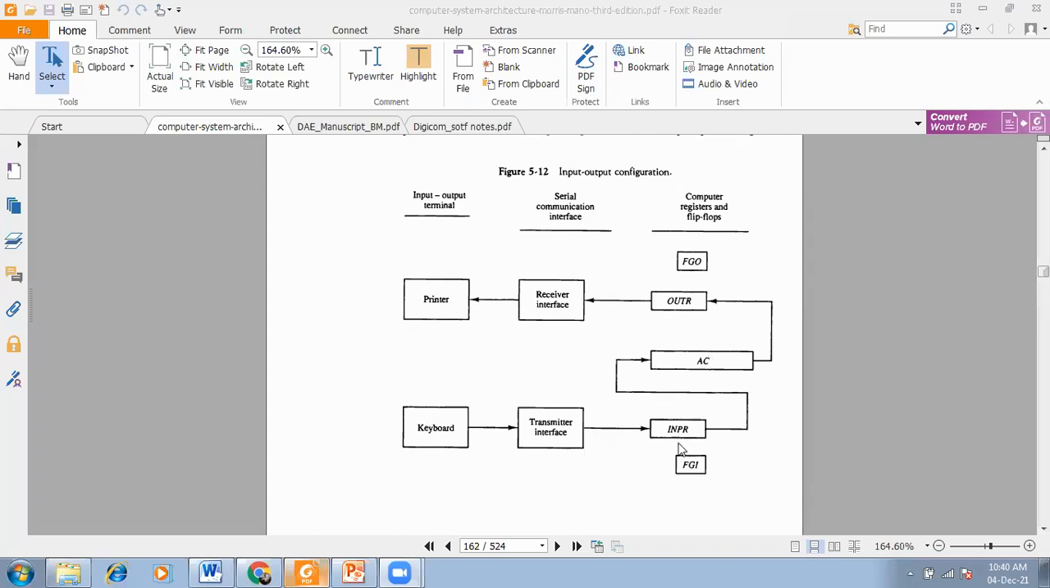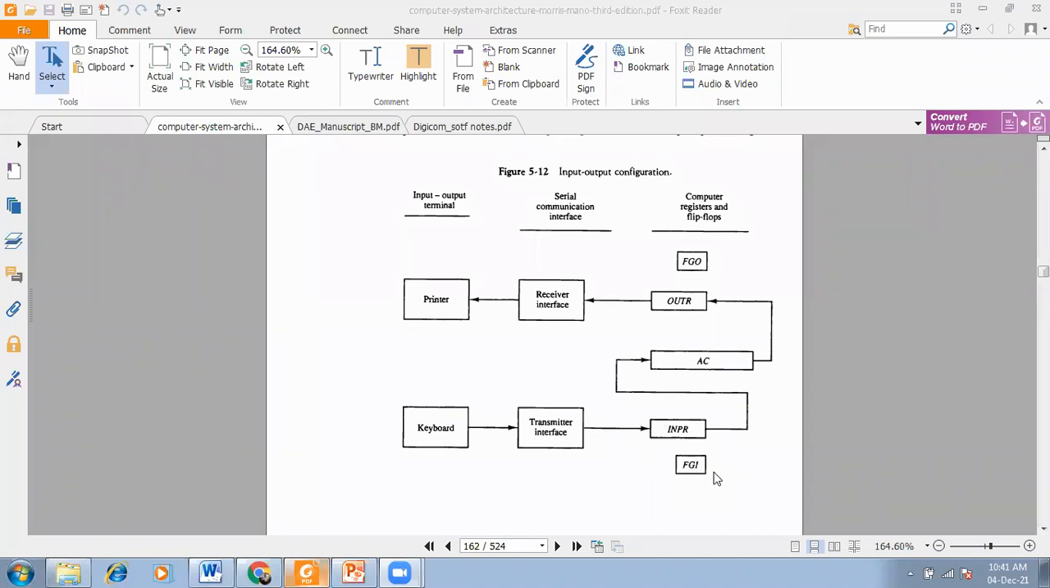In that time, communication is taking place between the keyboard, that means the input device, and the input register, when FGI is equal to 0. So until FGI is equal to 1, no data communication takes place between these two. When FGI is equal to 1, at that time data is moving from the input register to the accumulator. During that period, the keyboard will never put data into the INPR when FGI is equal to 1. So every time the computer will check this flag register, whether it is 0 or 1.